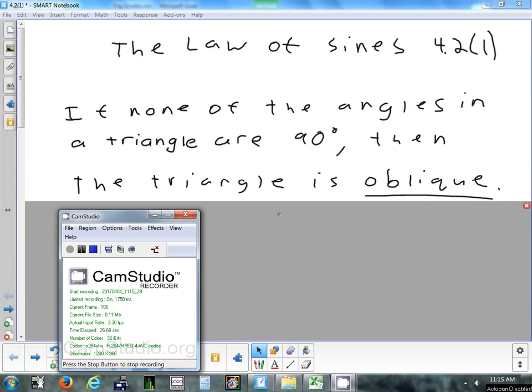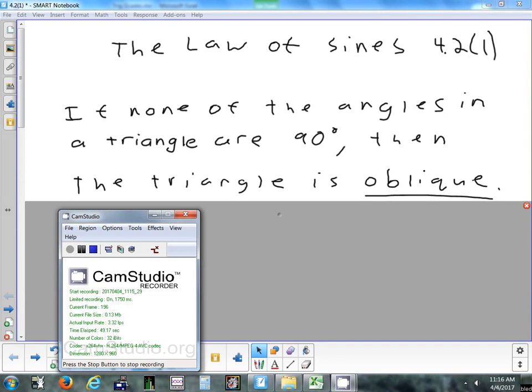Well, if your triangle doesn't have a 90, then you don't have a hypotenuse. The definition: hypotenuse is always across from the 90. So if there's no hypotenuse, you can't do opposite over hypotenuse, adjacent over hypotenuse. That stuff doesn't work anymore. You also can't use the Pythagorean theorem, because the Pythagorean theorem only works on right triangles.